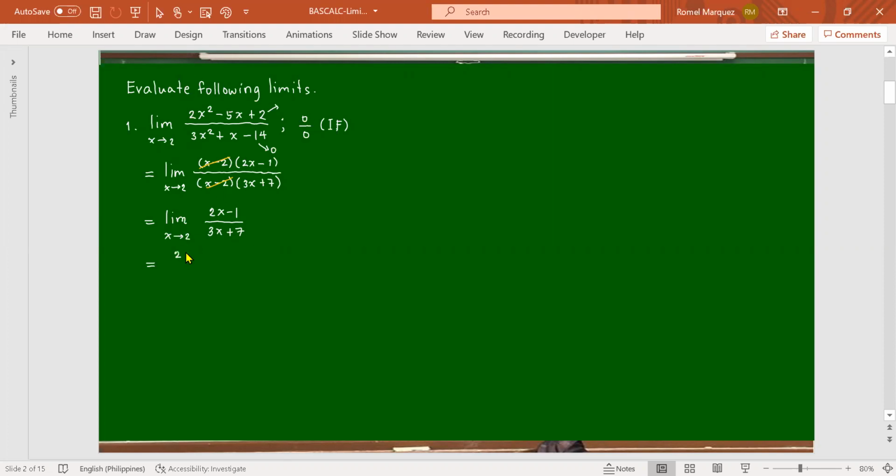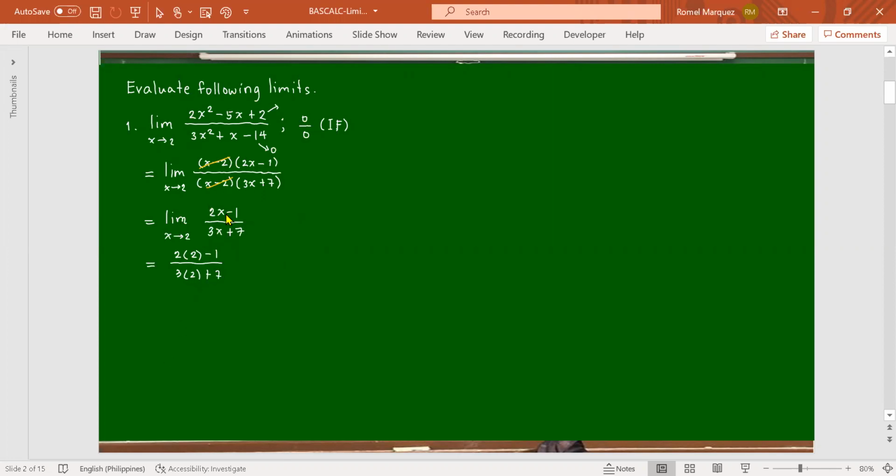So 2 times 2 minus 1 all over 3 times 2 plus 7. Of course, you can apply the quotient of limits here if you want, but that's detailed. I can get the limit of the numerator over the limit of the denominator. That's the time you can split the limit or apply the direct substitution rule, because this is okay for 2 to have an immediate left and immediate right.